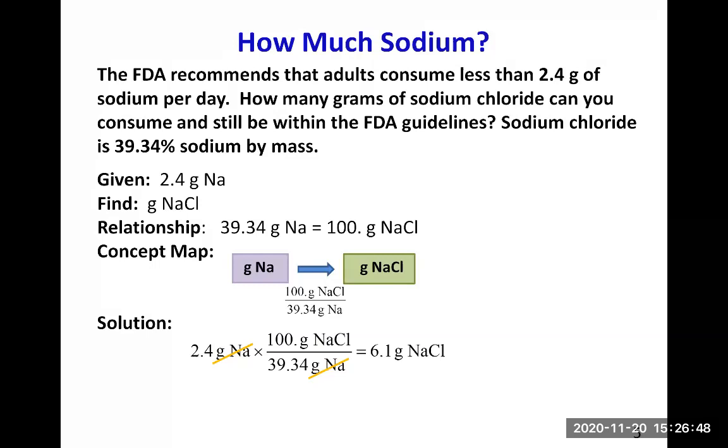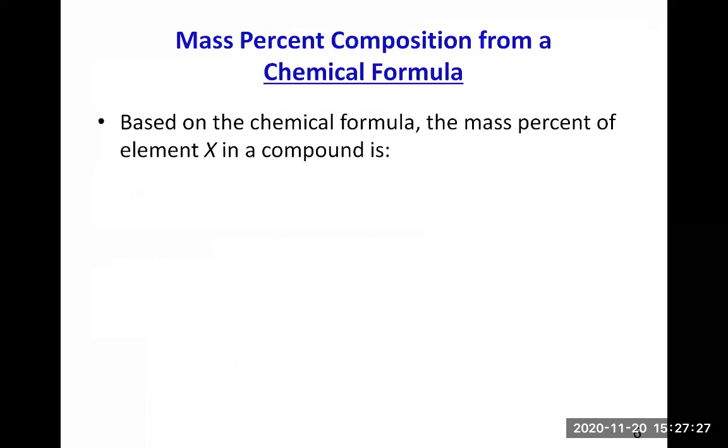6.10066 grams of NaCl. Here we have two sig figs in the given amount, and the 100 and the mass percent of sodium have more sig figs. So the limiting amount is the 2.4 grams, the given amount. So we keep the 6 and the 1, and what comes after the 1 is a 0, so we keep the 1. And so we need to consume 6.1 grams of table salt maximum per day to not exceed the recommendation of 2.4 grams of sodium per day.